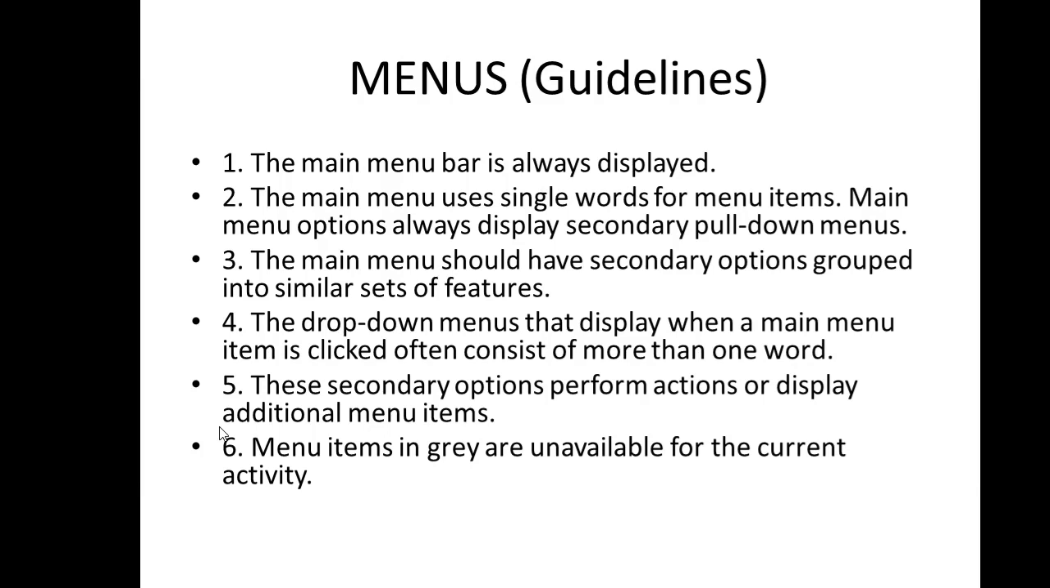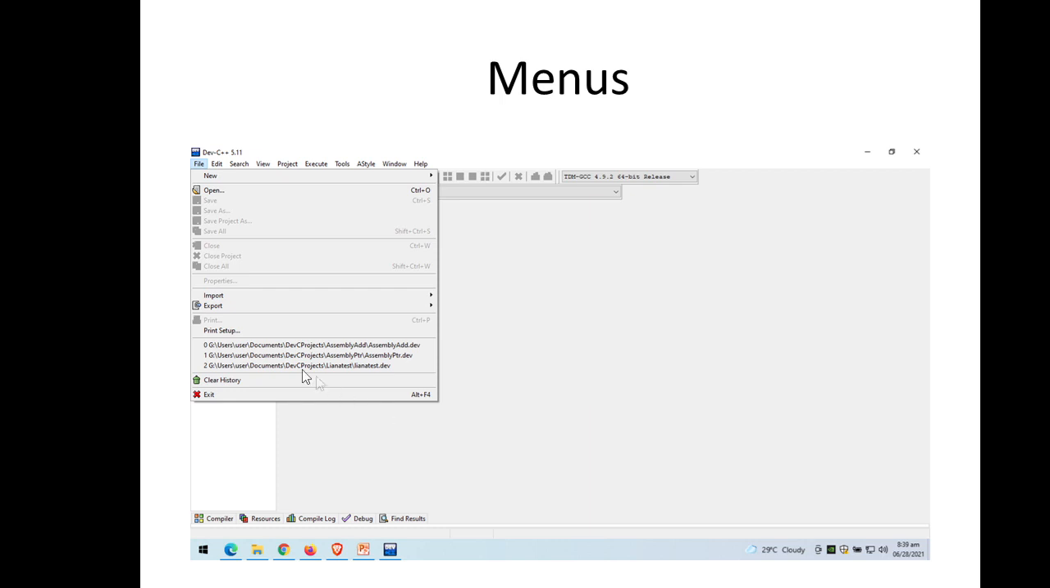The drop-down menus that display when a main menu item is clicked often consist of more than one word. So if you go back and look at this, some here are more than one word. So print setup. We have here close project, save project as, save as. So these are examples of menu items. So unlike the main menu, which should be single word, the secondary one can be more than one word.